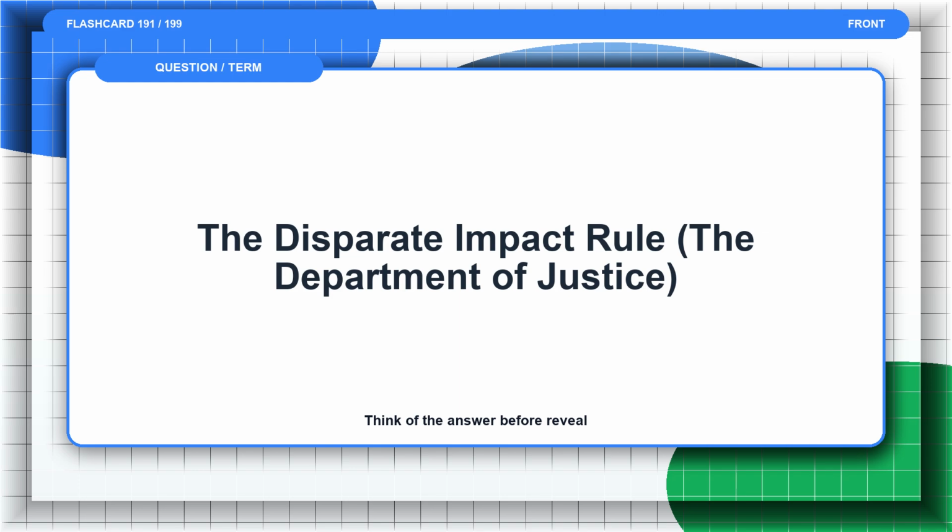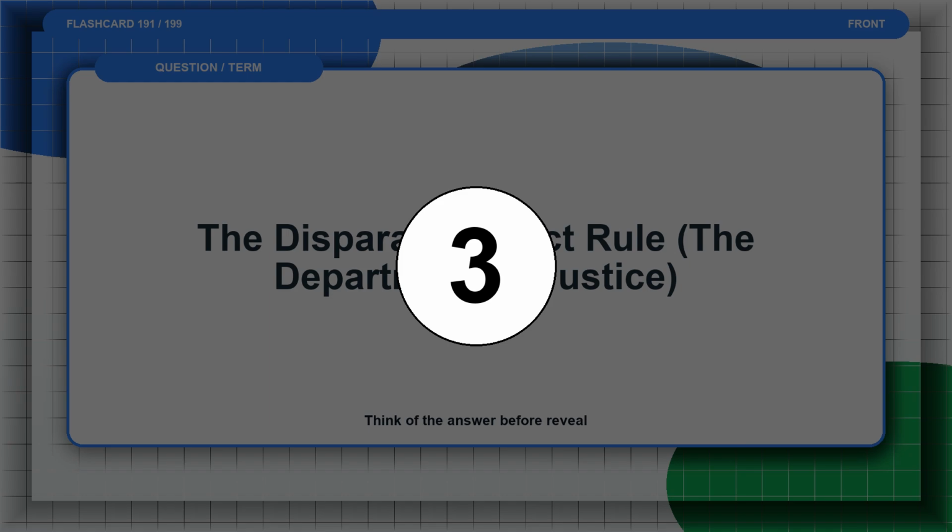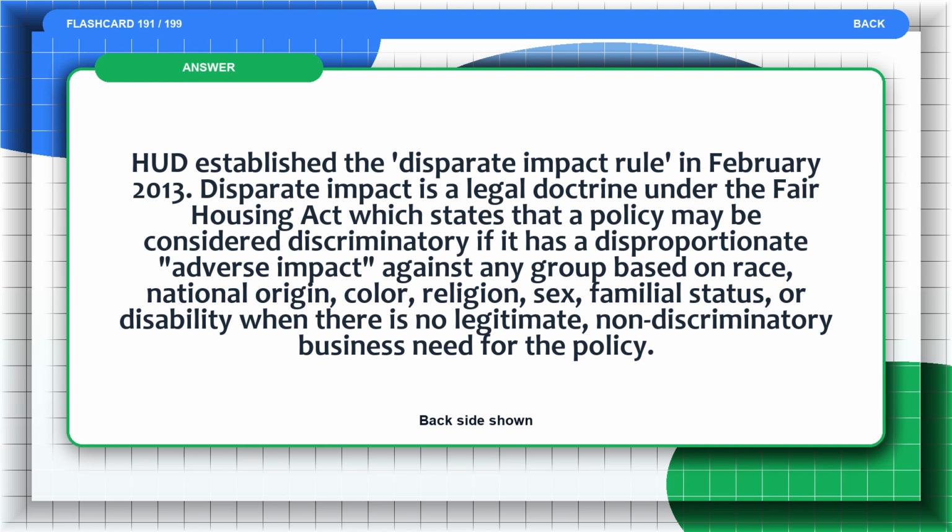The Department of Justice. Pause and think of the answer before the reveal. The answer is HUD established the disparate impact rule in February 2013. Disparate impact is a legal doctrine under the Fair Housing Act which states that a policy may be considered discriminatory if it has a disproportionate adverse impact against any group based on race, national origin, color, religion, sex, familial status, or disability when there is no legitimate, non-discriminatory business need for the policy.